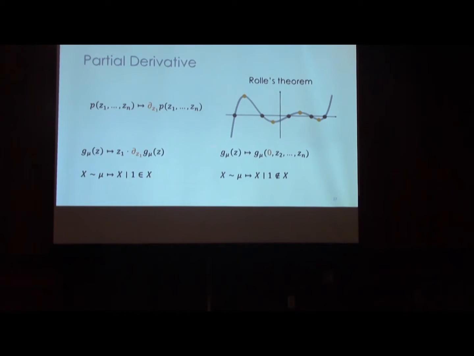So here you were conditioning on 1 being inside the set that you're selecting. You can also condition on 1 not being inside the set by just plugging in 0 for z1. So this operation throws away the terms that do have z1. So this slide basically proves that conditioning on variables being inside or not inside the set, you still remain strongly Rayleigh.